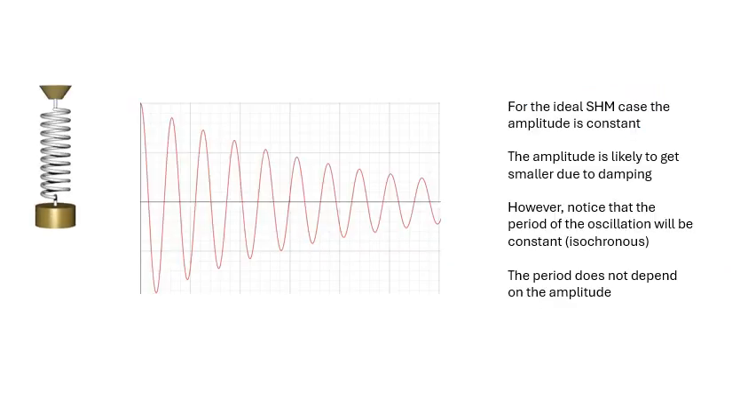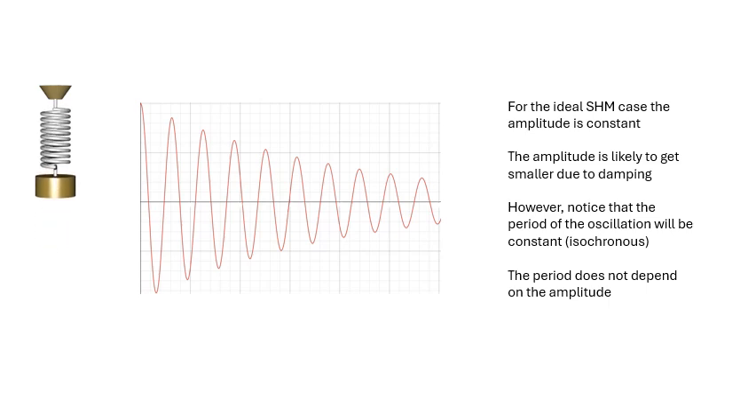Okay, last note. Now, for my ideal SHM, for a free oscillation, the amplitude is constant. Okay, now in real life what's going to happen is that for a free oscillation the amplitude is going to get smaller. Looking at the graph, it's actually going down exponentially, and that's due to something called damping, and we're going to talk more about that in the next video.